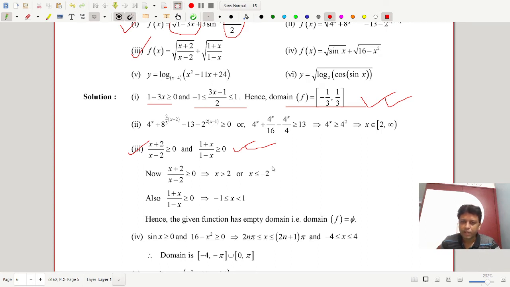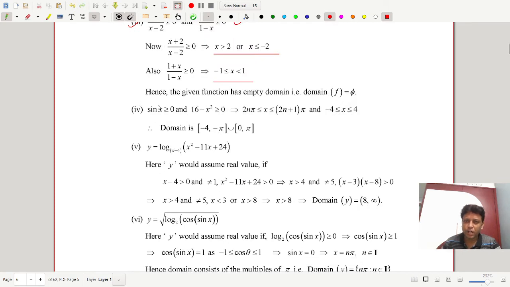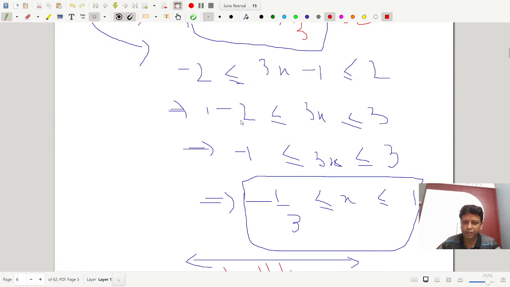Yes, sir. And now (x plus 2) over (x minus 2) is a division of two numbers. That will give you x greater than 2 or x less than or equal to minus 2. And this will give you minus 1 to 1. How? That may be the question. How did you get this for (x plus 2) by (x minus 2)? Let me explain this part also. You just remember (x plus 2) by (x minus 2) greater than or equal to 0. I will explain this part.